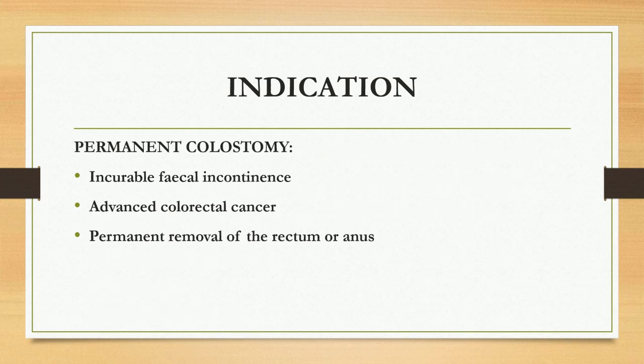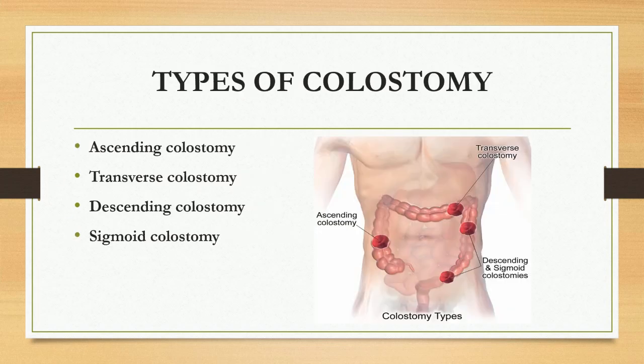The main indications for permanent colostomy are incurable fecal incontinence, advanced colorectal cancer, or permanent removal of the rectum or anus. Let's talk about the types of colostomy.